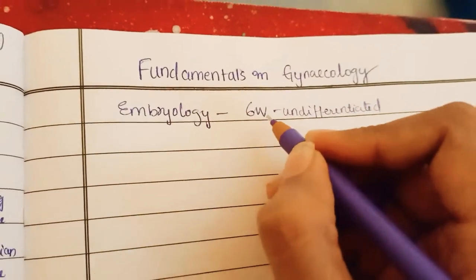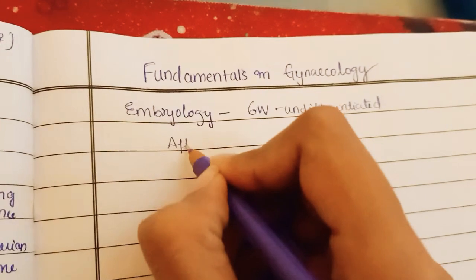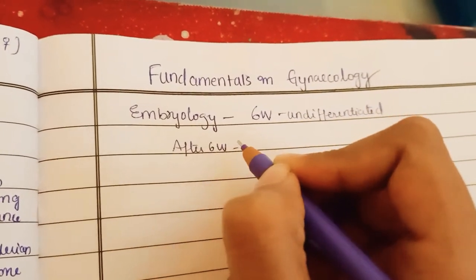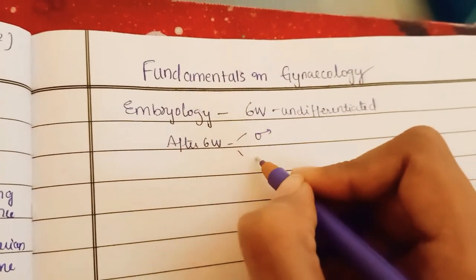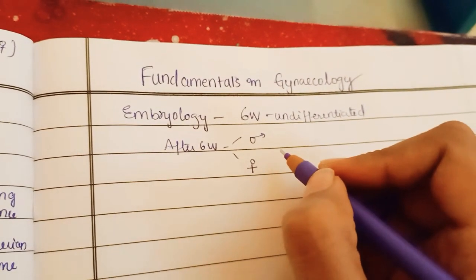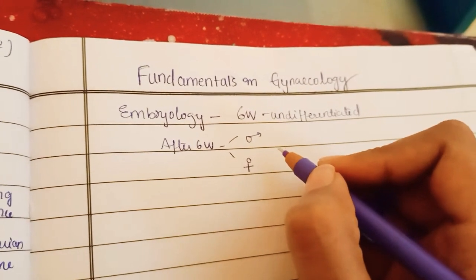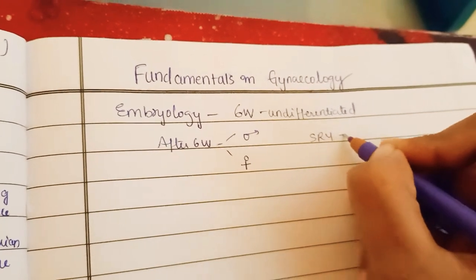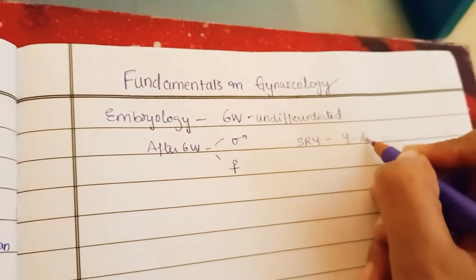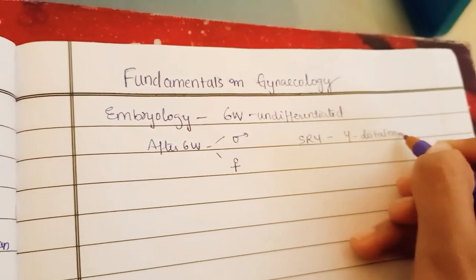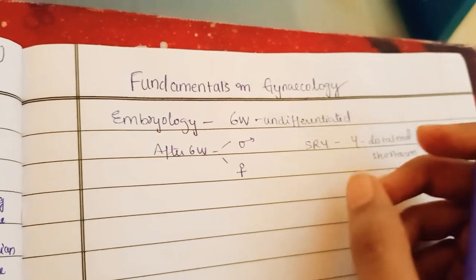That is, for the first 6 weeks of intrauterine life, the conceptus is undifferentiated. But after 6 weeks, it differentiates into male or female. So after 6 weeks, it can differentiate either into male or female, and the sex of the conceptus is determined by the SRY region. And the SRY region, we know it is present in the Y chromosome, short arm of the Y chromosome, but especially in the distal end, that is important. In the distal end of the short arm of the Y chromosome, you have this SRY region.